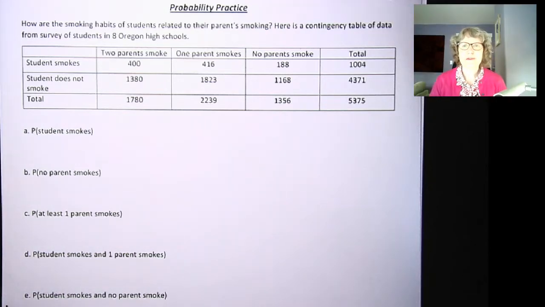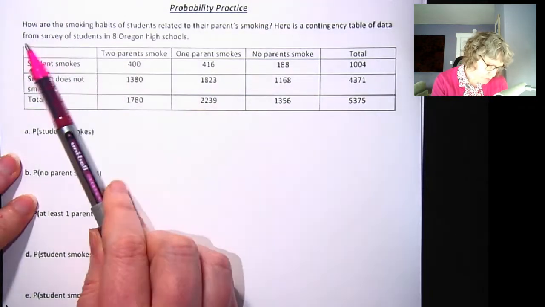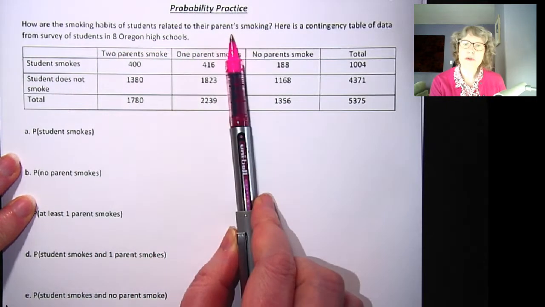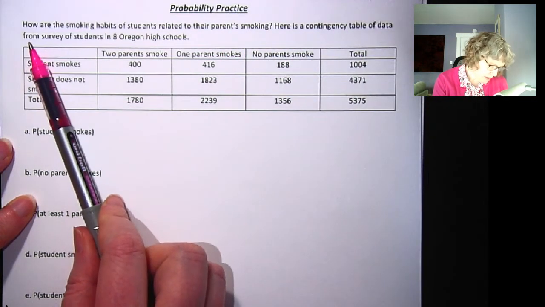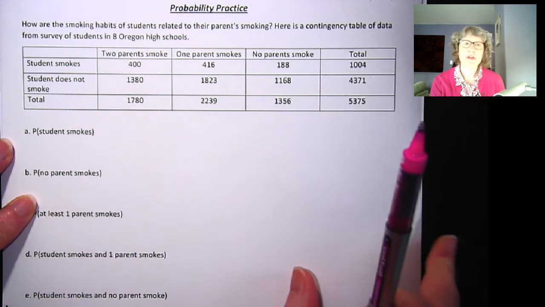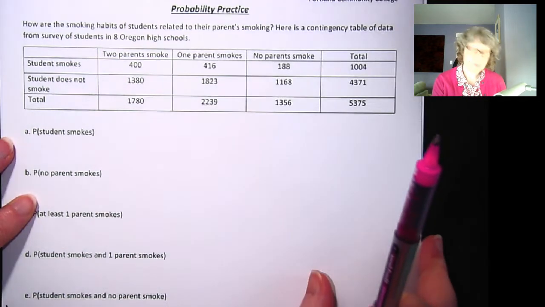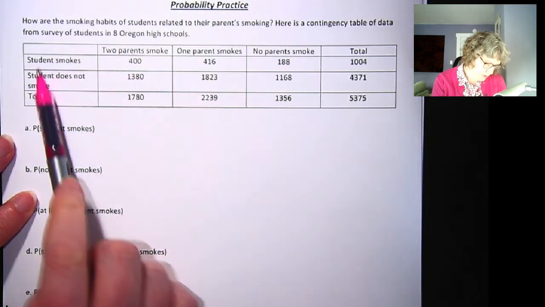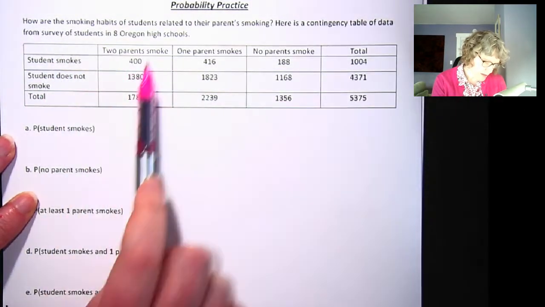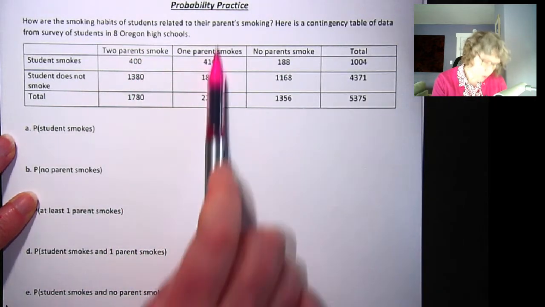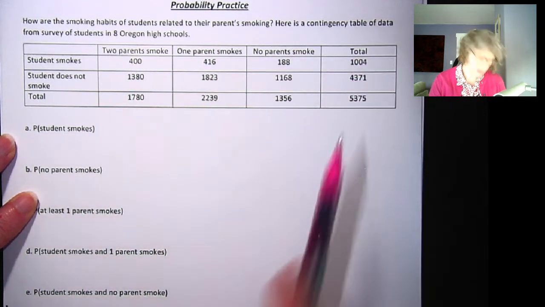Hi there. In this video, we're going to do some probability practice, with all the different types of probability mixed together. So let's get started. We've got smoking habits of students related to their parents smoking, and we have a contingency table of data from a survey of students in 8 Oregon high schools. The rows are the student smokes or the student does not smoke, and the columns are 2 parents smoke, 1 parent, no parents, and total.